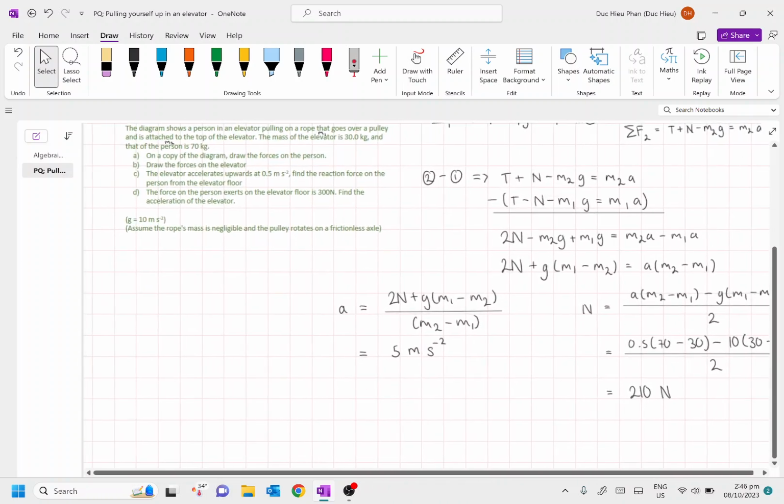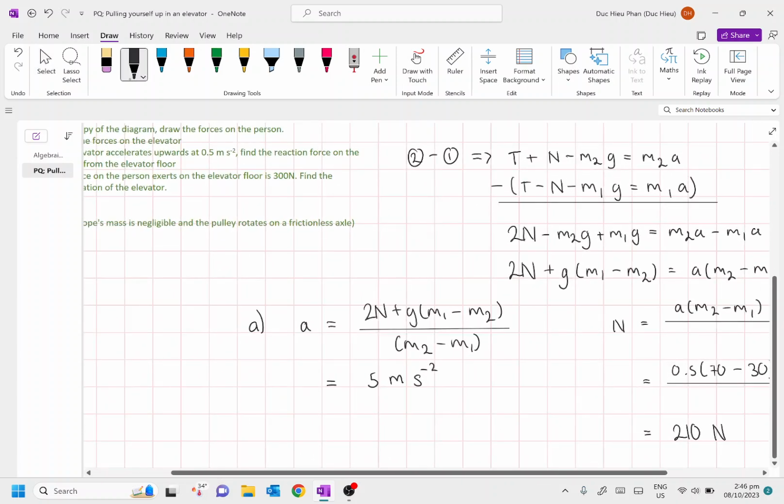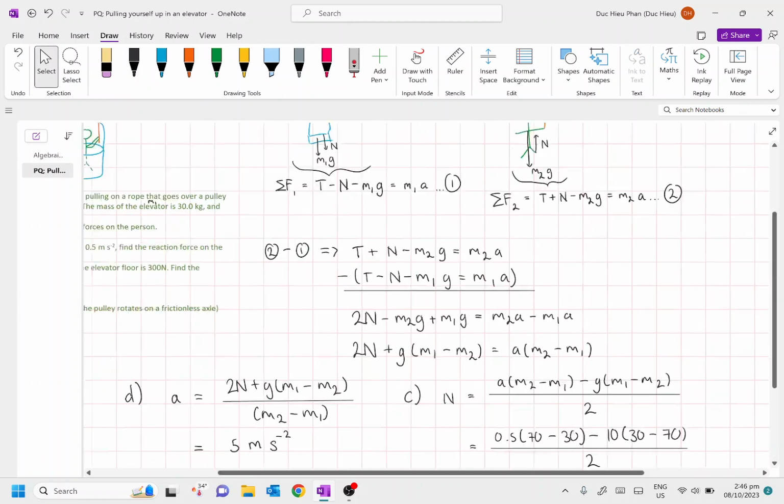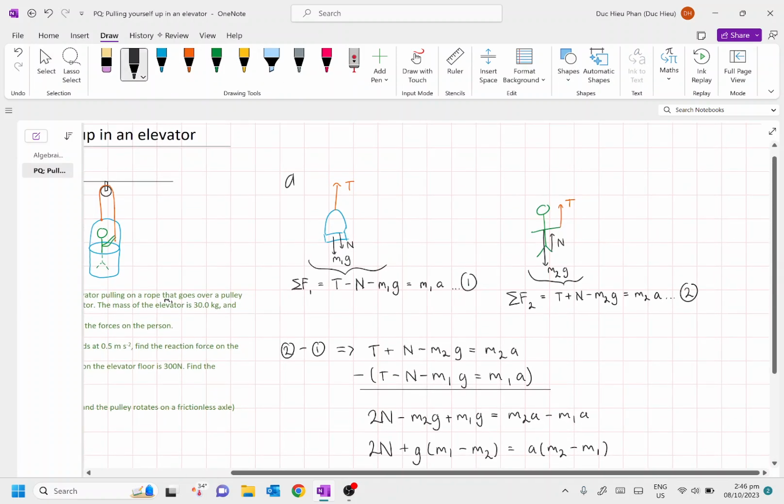Make sure, I'm so sorry, I forgot to label the questions. So this is question D, this is question C, and A and B is up here.